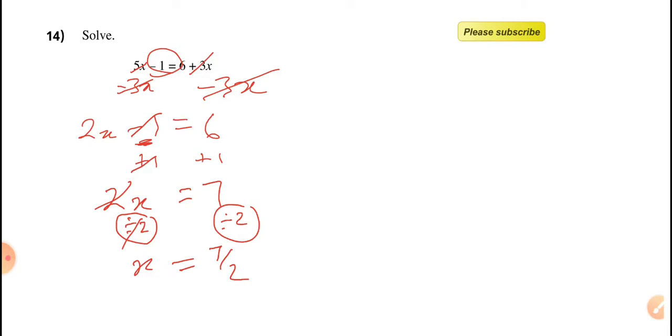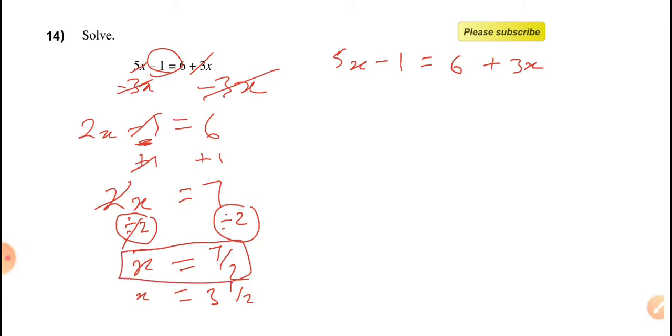So x is equal to 7.5, and it's probably better to leave it as a mixed number. Sorry, I didn't mean 7.5, I mean 7 over 2, which is written as 3 and a half. And we've already explained how to turn an improper fraction into a mixed number. Now we have to always remember to check your answers. So remember, the question started off as 5x minus 1 is equal to 6 plus 3x. It'd probably be easier to deal with this question using the improper fraction. So x is equal to 7 over 2.